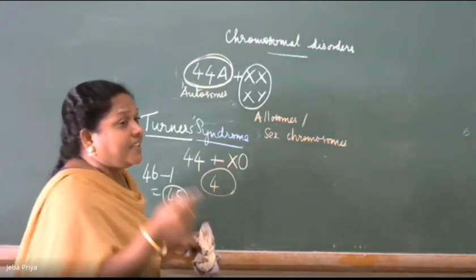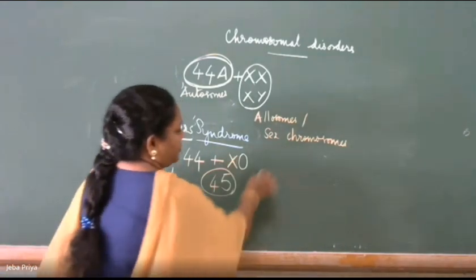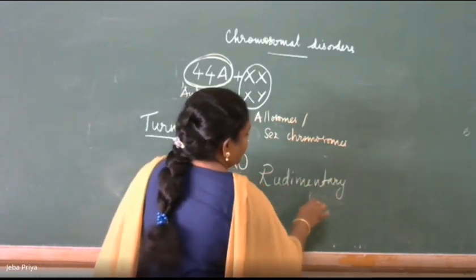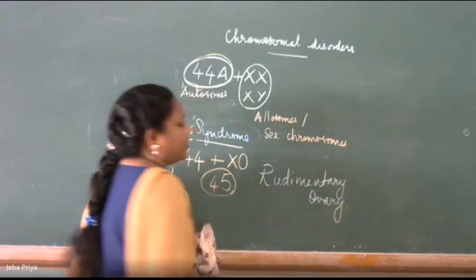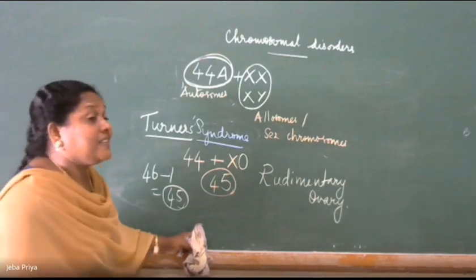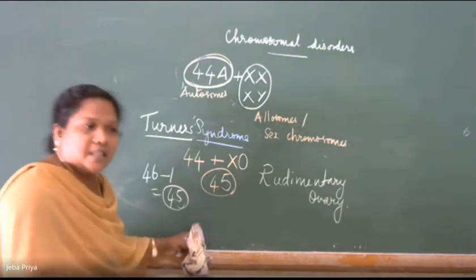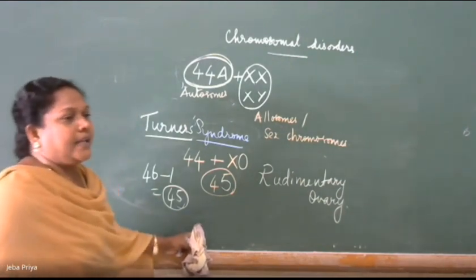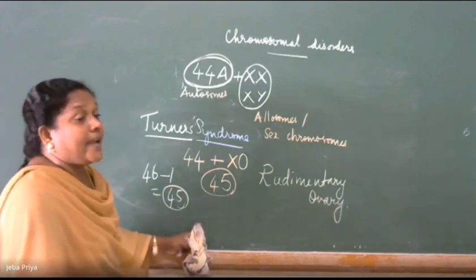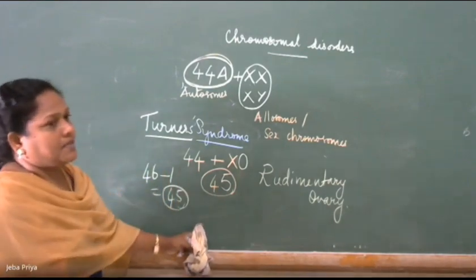And the ovary will not be able to develop properly. In that case, here it becomes 45. You call that rudimentary ovary. Very important term, which is given in your textbook. Don't forget rudimentary ovaries, which are not well developed. And secondary sexual characters also will be lacking. What are those secondary sexual characters? Pubertal stage, growth development, then hair development, then hormonal development, then menstrual cycle. So there will be a lack of these secondary sexual characters in such kind of females.